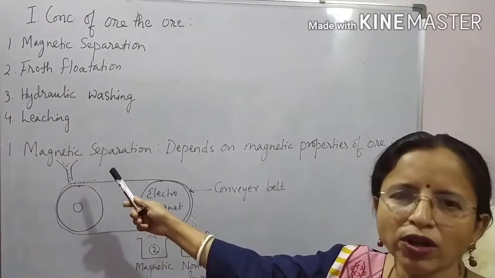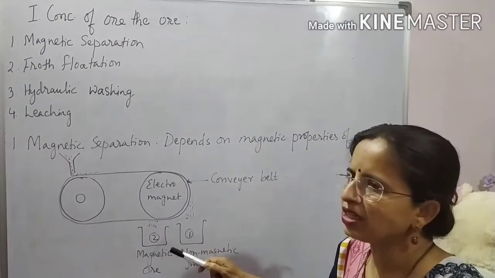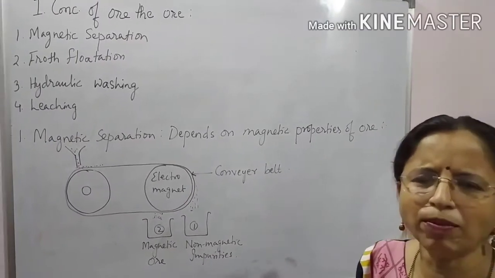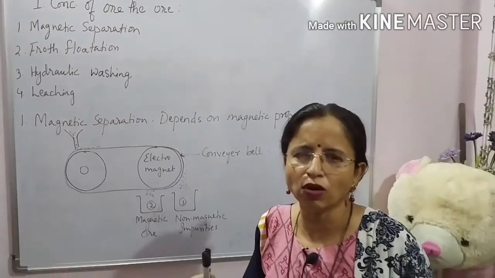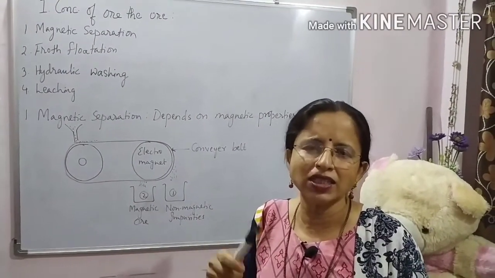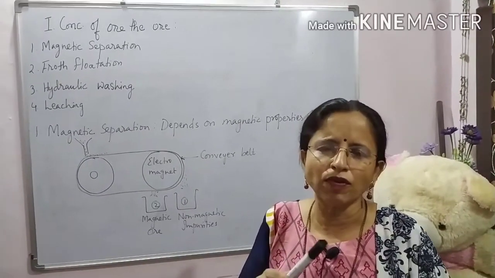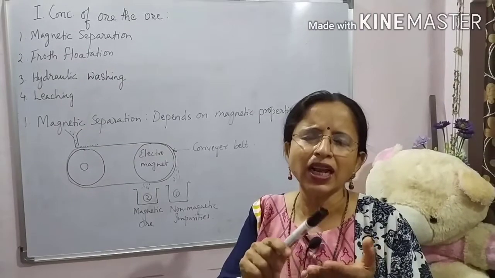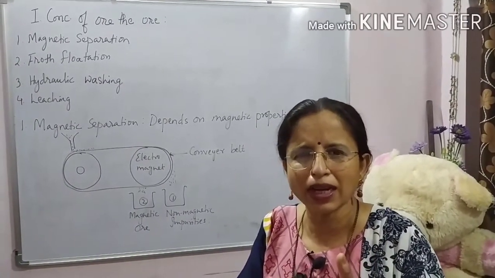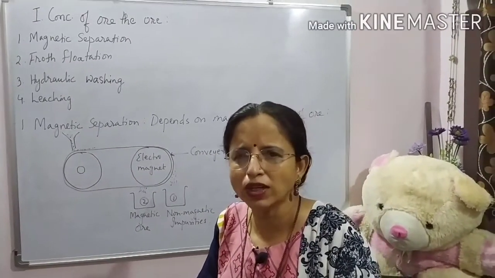Today I am going to explain something about magnetic separation. Magnetic separation depends on the magnetic properties of the ore. It is purely based on the magnetic properties of the ore. If the ore particles are attracted towards a magnet, then only this separation method is preferred. So, this method is preferred for the ores of iron, chromium, nickel and cobalt. These four metal ores are concentrated by magnetic separation because they get attracted towards a magnet.